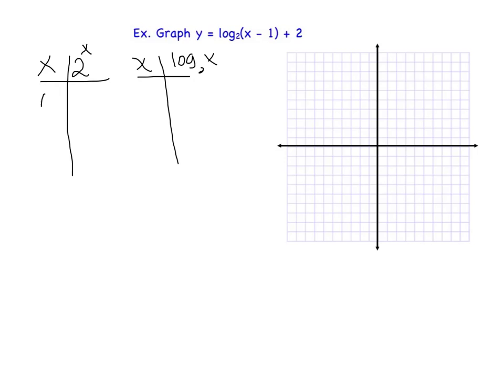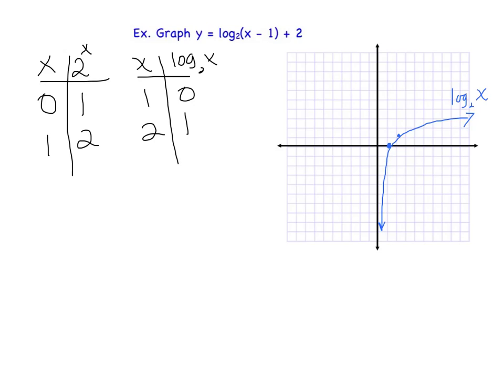So I'm going to do just the basic ones that we did before. 2 to the 0 is 1, and 2 to the 1 is 2, and then I'm just going to switch those two for the log, and I'm going to just graph the log. So I'm going to go over 1, 0, this is just log base 2, and then I'm going to go over 2 and up 1. In the blue, this is just the log to the base 2 of x.